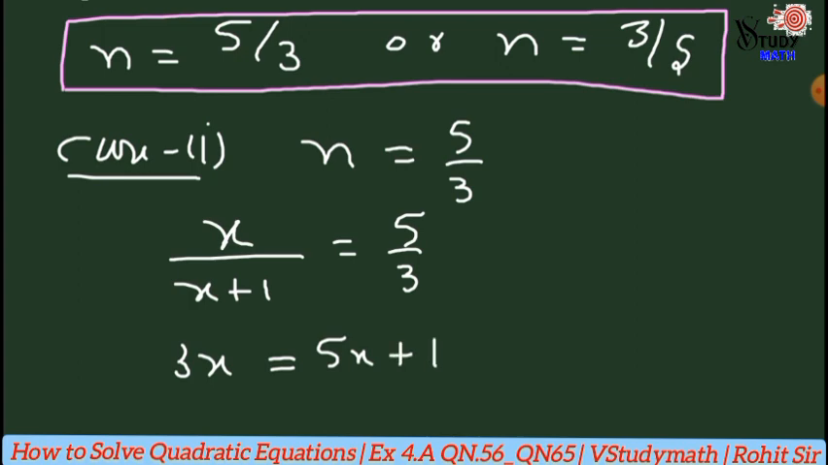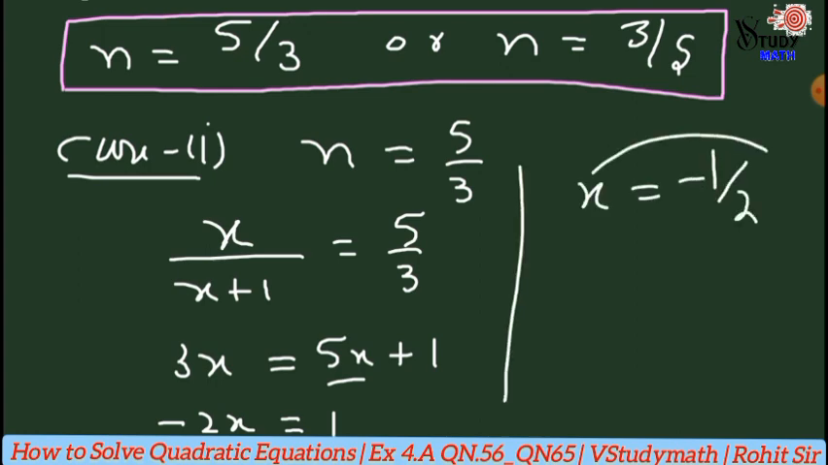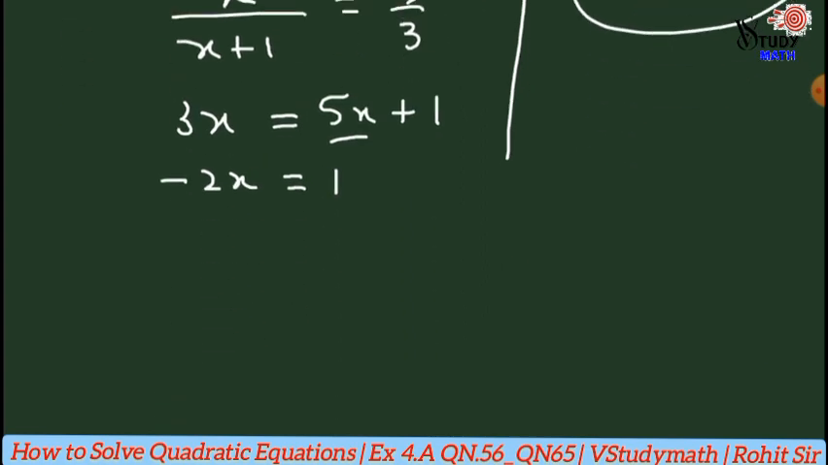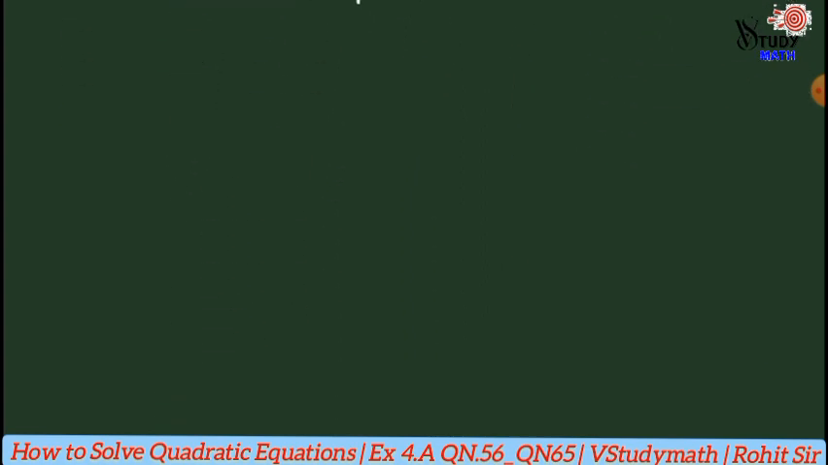Now we have negative 2x. When this positive 5x goes to left hand side, it becomes negative 5x. Positive 3x negative 5x is equal to negative 2x is equal to 2. Then x is equal to negative 1 by 2. This is the first root of this quadratic equation. Now find the second root. For that, we can say case number 2.